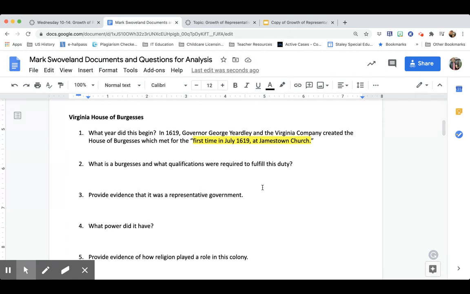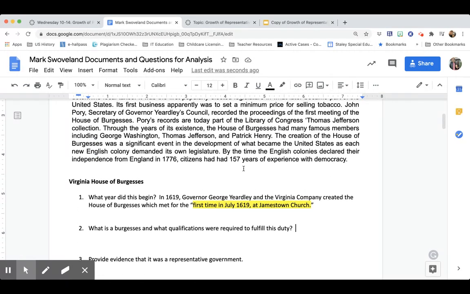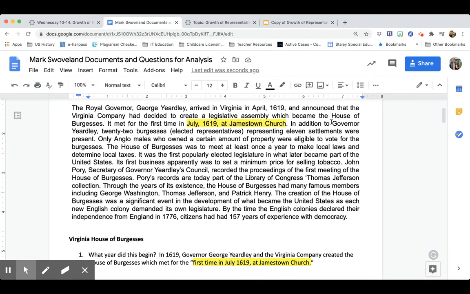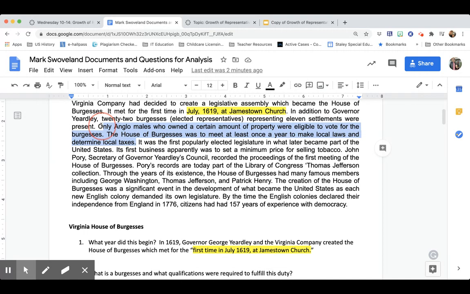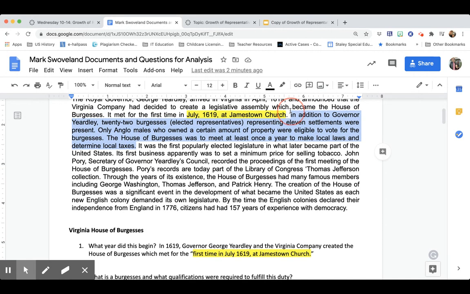All right. What is a burgesses and what qualifications were required to fulfill this duty? All right, so let's go ahead and look back up here. So it says, in addition to Governor Yeardley, 22 burgesses or elected representatives representing 11 settlements were present. Only Anglo males who owned a certain amount of property were eligible to vote for the burgesses. The House of Burgesses was to meet at least once a year to make local laws and determine local taxes. Okay, so let's go ahead, this is all important stuff.